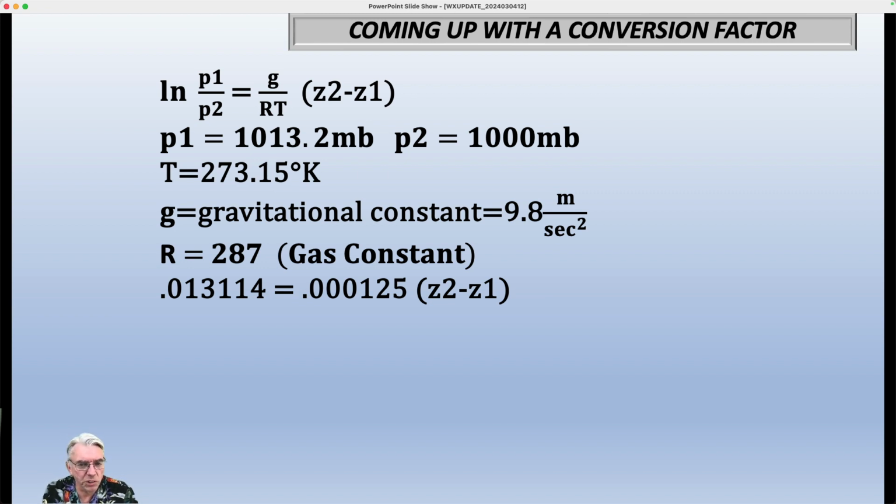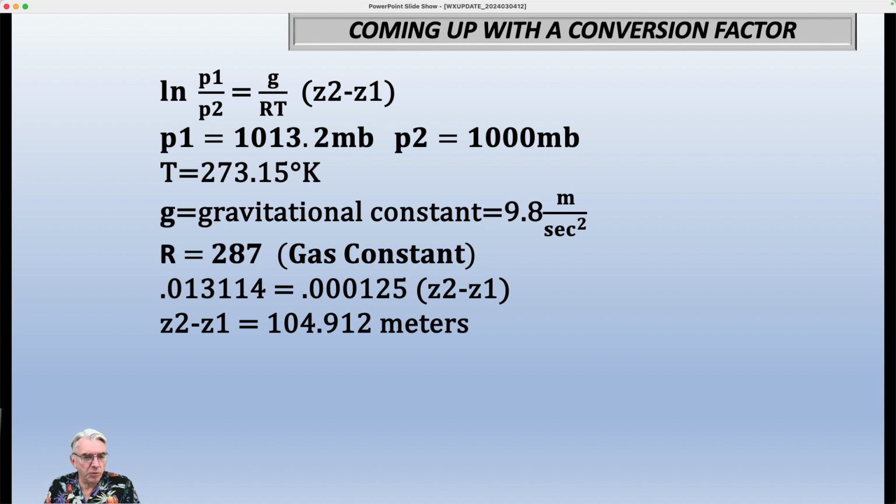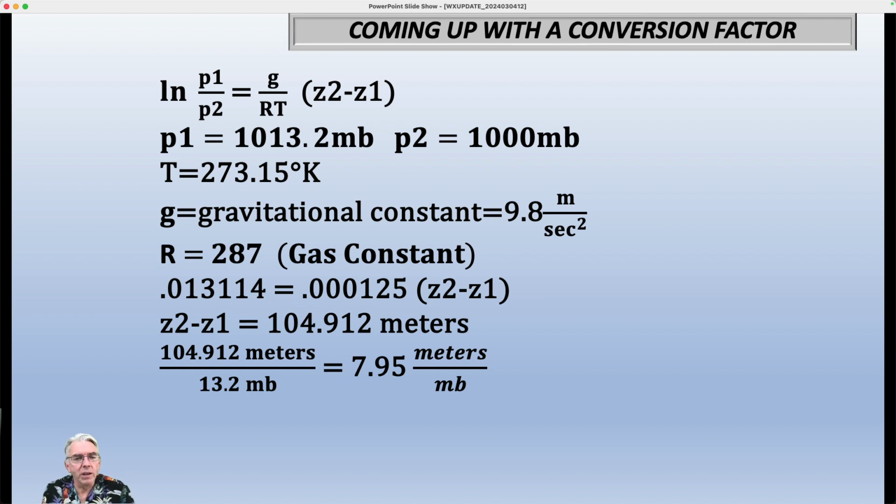0.013114 is equal to 0.000125 times the thickness, which again is the distance between these two pressure surfaces. And you come up with a thickness of 104.912 meters, okay? Now, how much did the pressure change from 1,013.2 to 1,000? Well, it changed 13.2 millibars, right? So if we take 104.912 meters and divide it by 13.2 millibars, what we come up with is a conversion factor which says 7.95 meters is equal to about a millibar. And I'm just going to round this off to 8 meters per millibar.